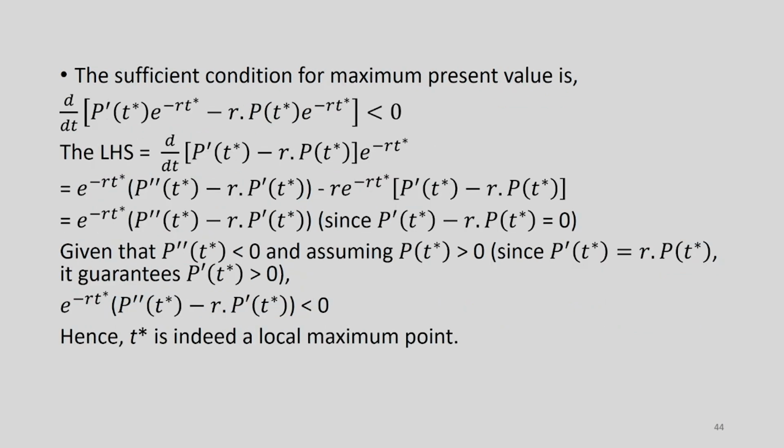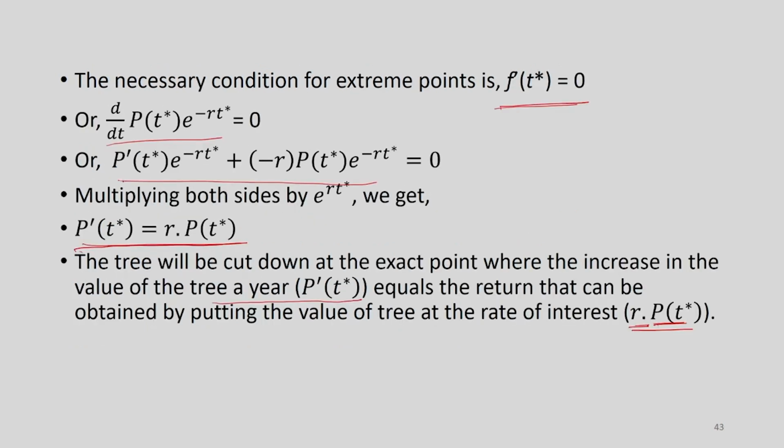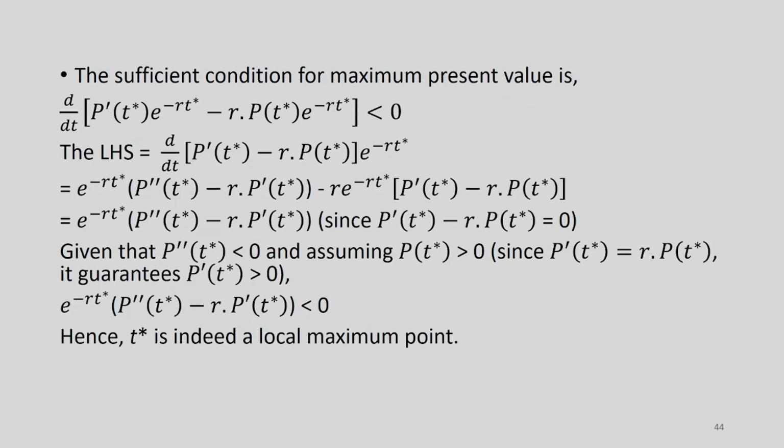Now, this is a necessary condition. One is not sure whether t star is actually maximizing or minimizing or something else, so one has to look at the sufficient condition as well. The sufficient condition for maximum present value is this: I have taken the first derivative, the left hand side, and differentiated it further, and the second derivative should be less than 0.